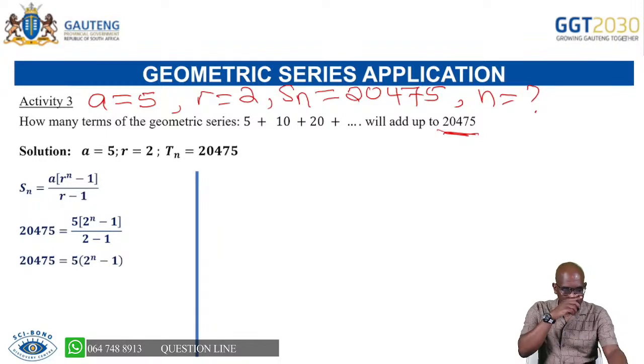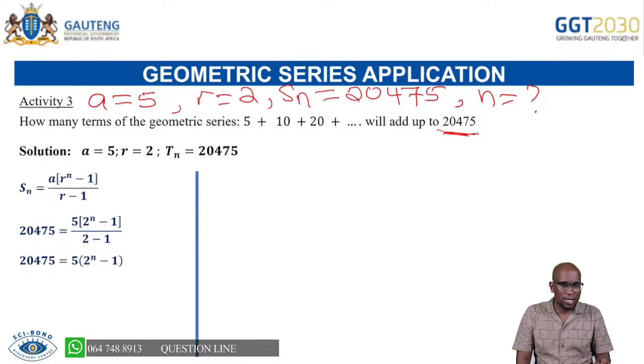We simplify, so 2 minus 1 is 1. This whole numerator divided by 1 retains its value. So you have that 20,475 is equal to 5 times 2 to the n minus 1. So we divide by 5 on both sides, and we get that 4,095 is 2 to the n minus 1.